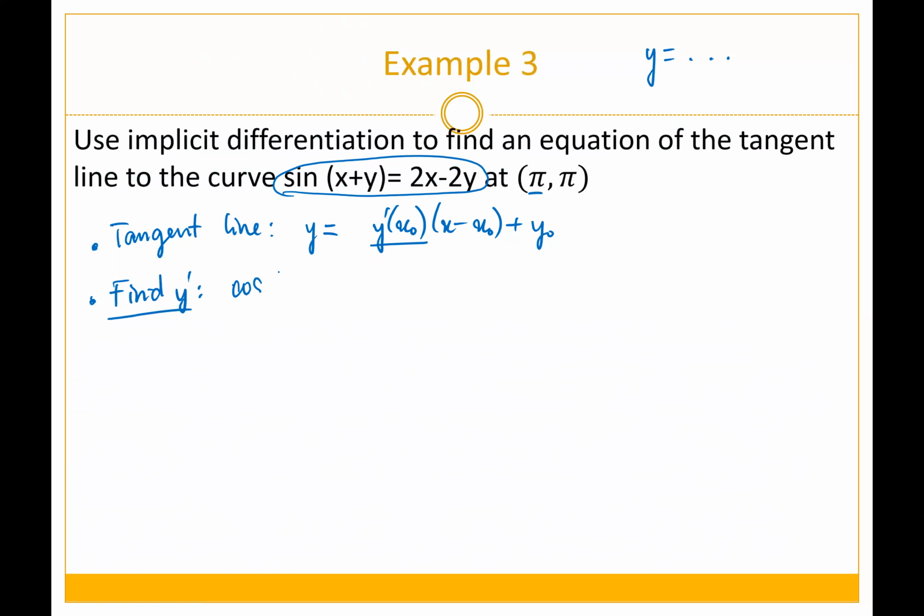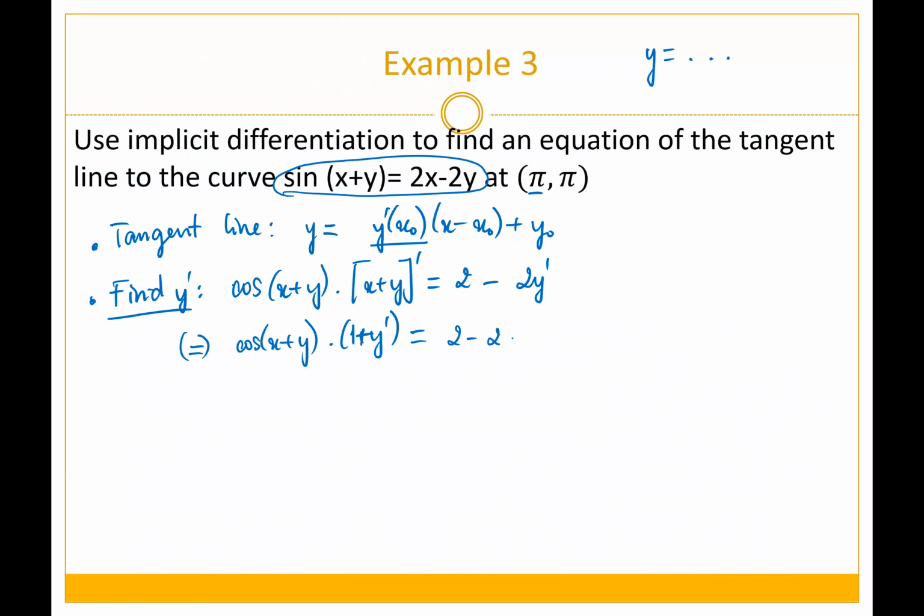First we take the derivative of both sides with respect to x. Then you're going to have cosine of (x plus y) multiplied by the derivative of x plus y, equal to the derivative of 2x, which is 2 dx over dx, just 1, plus 2y prime. Now we have cosine of (x plus y). The derivative of this inside part is 1 plus y prime, because the derivative of x with respect to x is 1 and the derivative of y with respect to x is y prime. So you have 2 minus 2y prime.